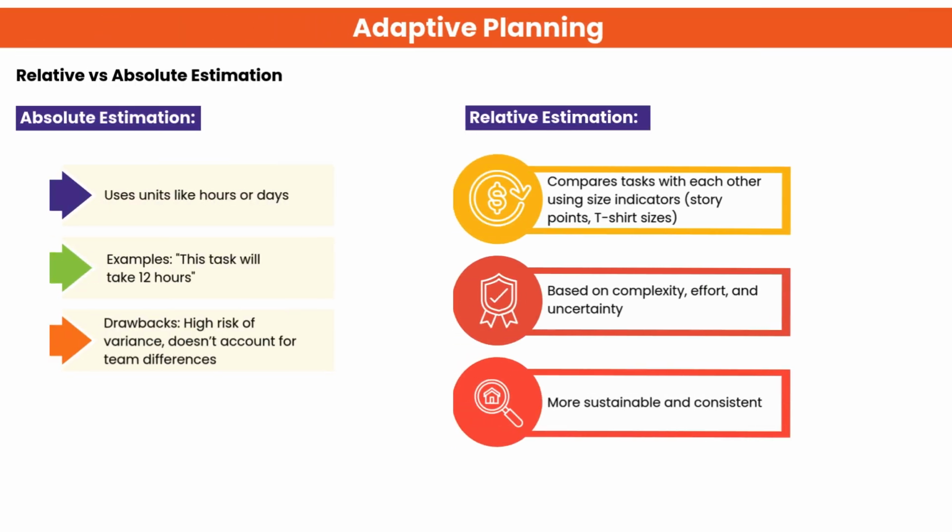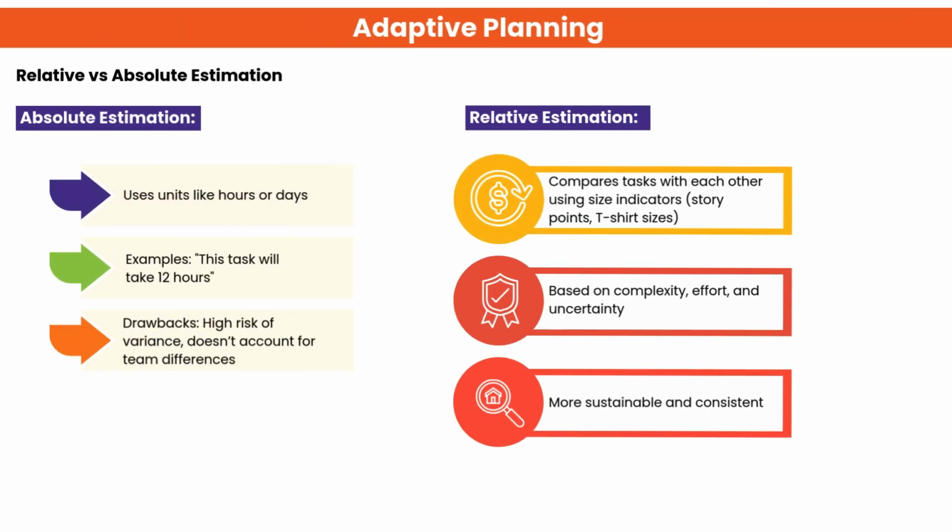This slide compares absolute versus relative estimation in adaptive planning. Absolute estimation uses fixed time units like hours or days but can vary widely and ignores team differences. Relative estimation compares tasks to each other using story points or size indicators. It considers complexity, effort, and uncertainty and is more reliable and sustainable over time.